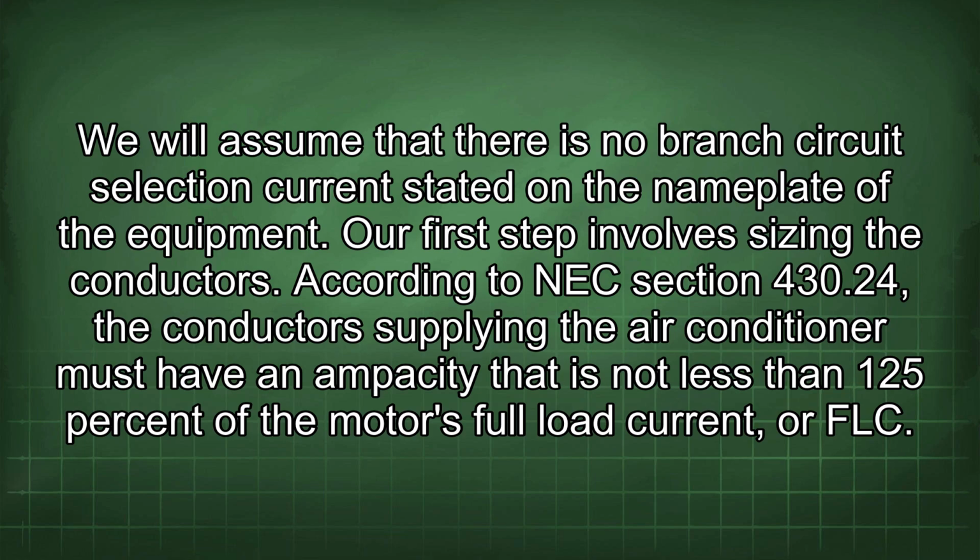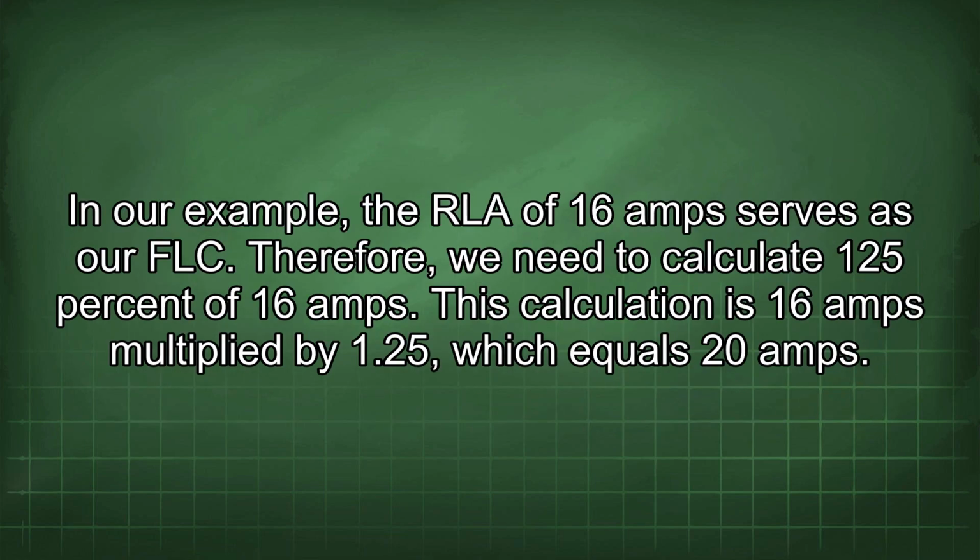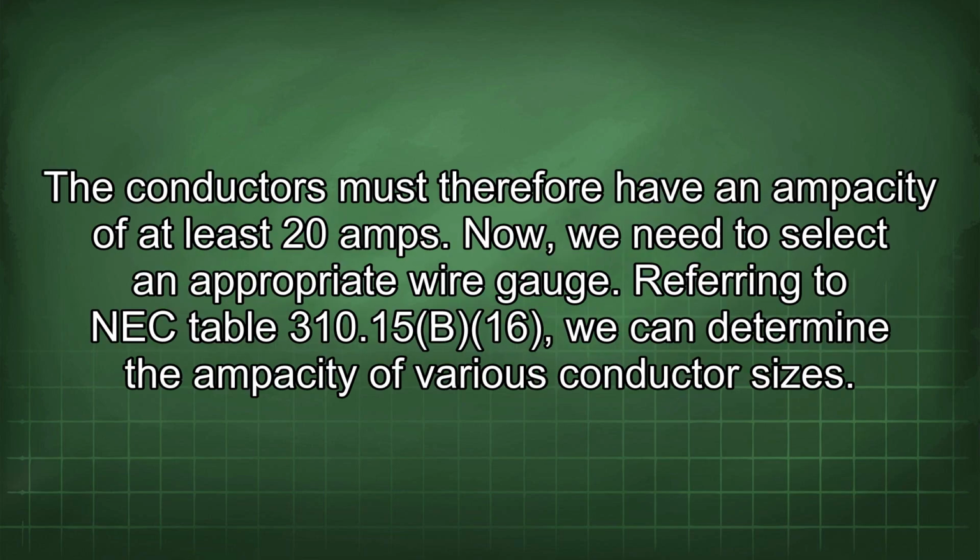Our first step involves sizing the conductors. According to NEC section 430.24, the conductors supplying the air conditioner must have an ampacity that is not less than 125% of the motor's full load current, or FLC. In our example, the RLA of 16 amps serves as our FLC. Therefore, we need to calculate 125% of 16 amps. This calculation is 16 amps multiplied by 1.25, which equals 20 amps. The conductors must therefore have an ampacity of at least 20 amps.